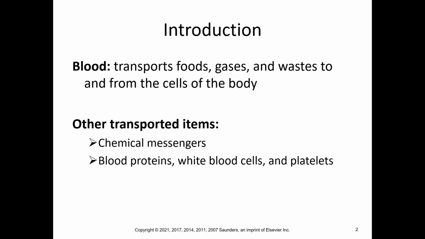So just a couple introductory statements. Blood is a liquid body tissue that transports foods, gases, and wastes to and from the cells of the body. Other things that are transported in blood, we think about chemical messengers, we call those hormones. We think about blood proteins, white cells, and platelets. So the important things that need to go to and from places in your body are moved around primarily by your blood system.